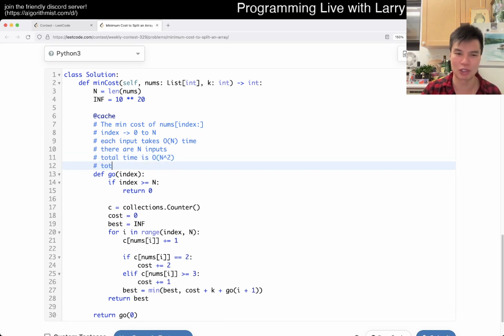And of course, total space is also going to be maybe O of n, depending on how you want to count the intermediate thing, because at the peak it's technically, I don't know, maybe n squared, depending on how you want to say it.